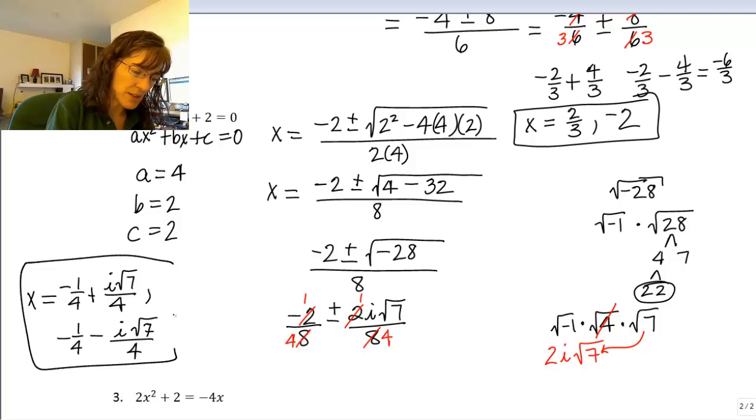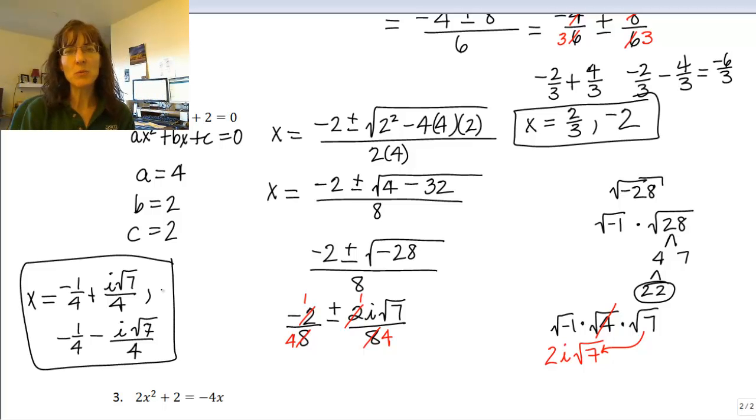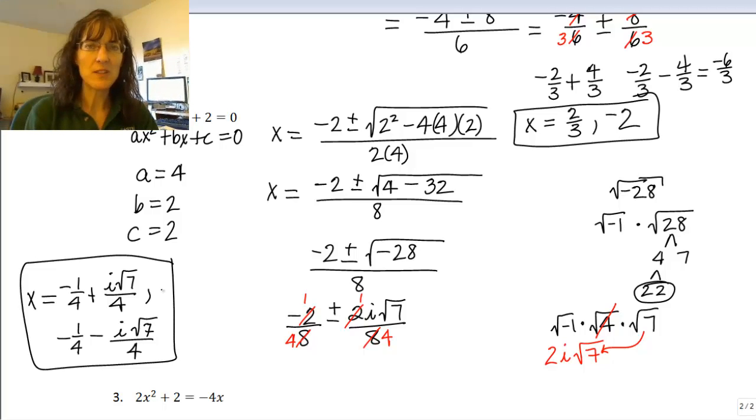So two different answers. I did need complex numbers, and I was able to reduce the two fractions at the end.